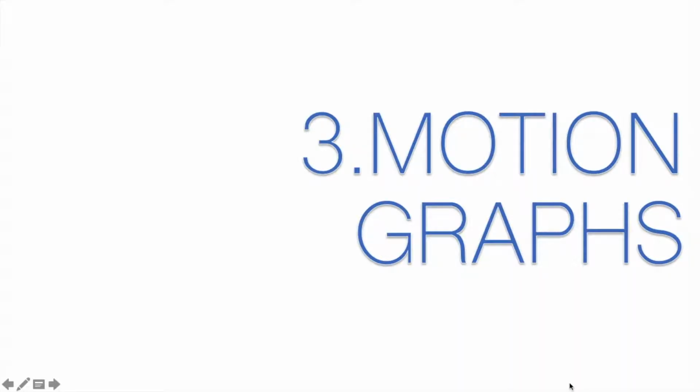Welcome to the third video for this series on kinematics. In this video we're going to look at motion graphs. How do graphs represent the motion of objects? We're going to look at two different types of graphs, a distance or displacement time graph versus a speed or velocity time graph. So let's jump into it.